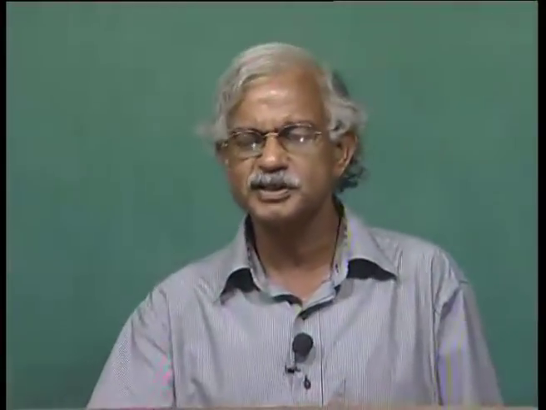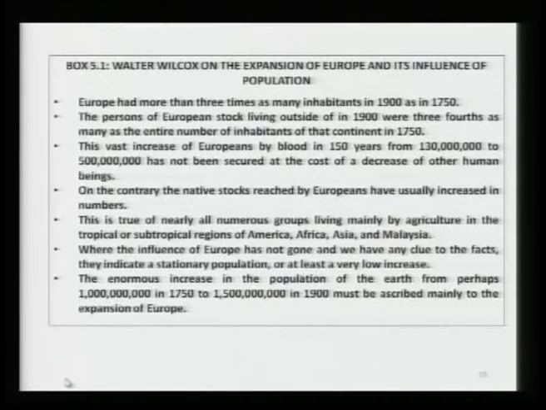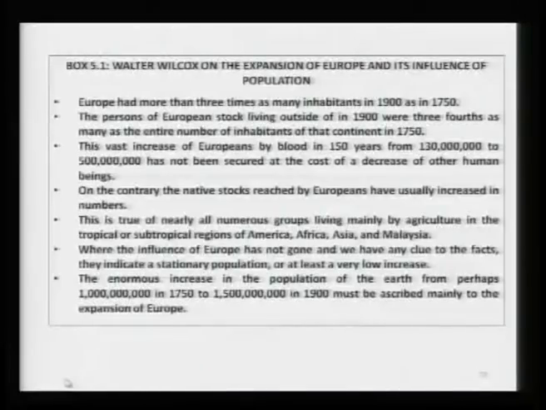Then, the persons of European stock living outside of Europe in 1900 were 3/4 as many as the entire number of inhabitants of that continent in 1750. That means, European population increased and that led to migration and settlement of European people in all parts of the world outside Europe. This vast increase of Europeans by blood in 150 years, from a very large figure nearly 13 crores to 50 crores, has not been secured at the cost of a decrease of other human beings.